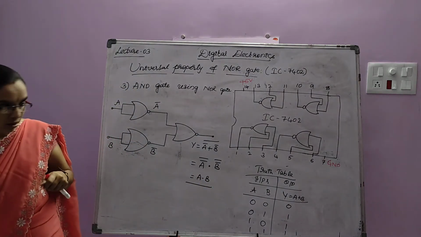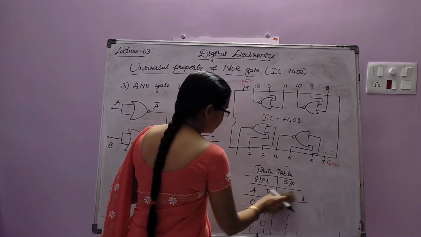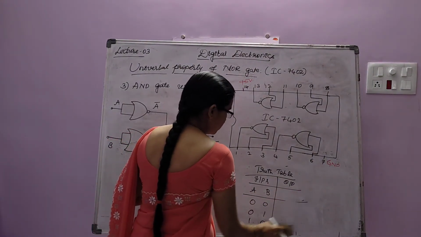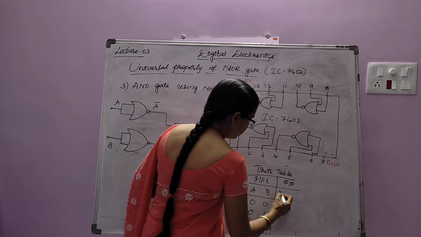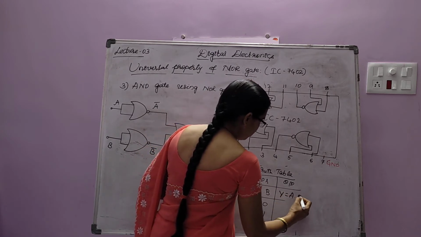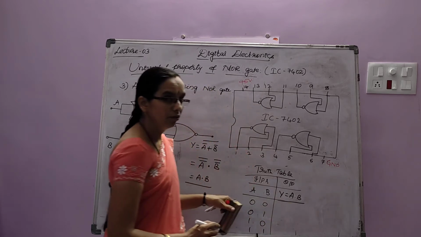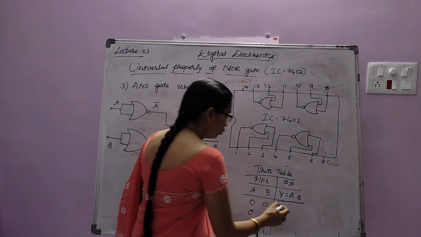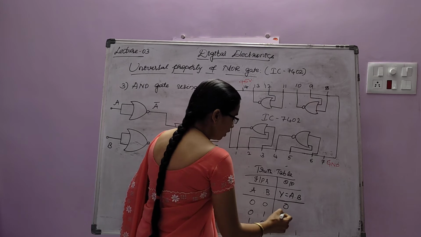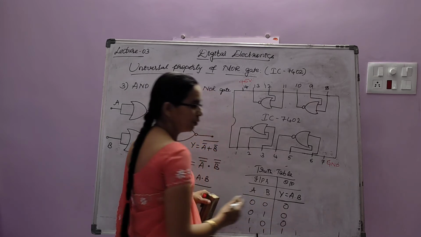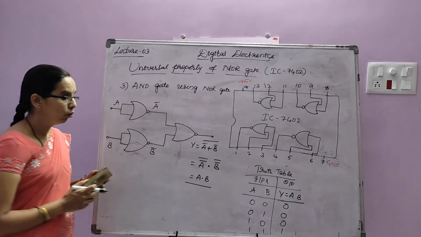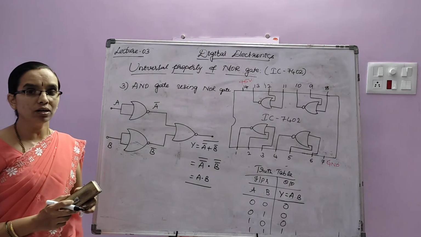which is the output of the AND gate. So for the AND gate, the truth table goes like this: the output will be A dot B. For both inputs low, the output will be 0, and 0, 0, 1. The output will be high only when all the inputs are high.